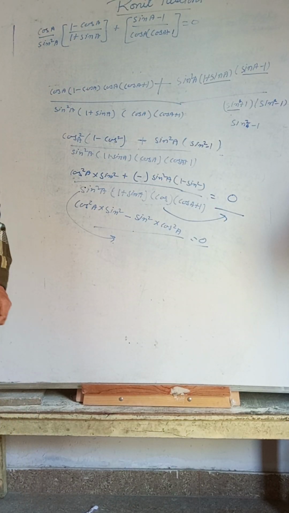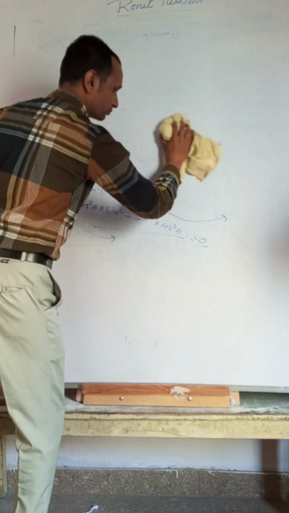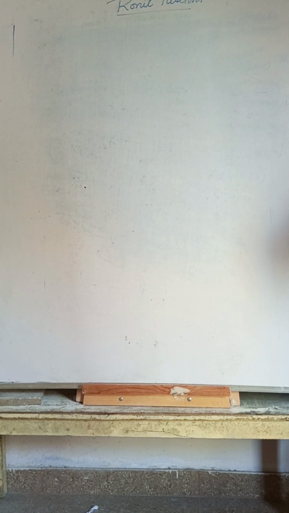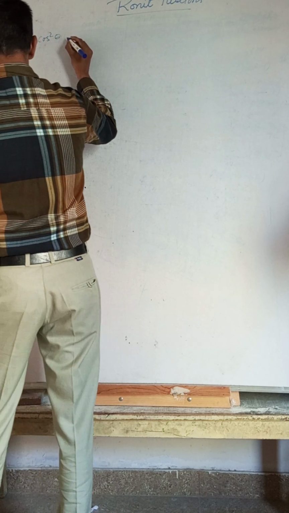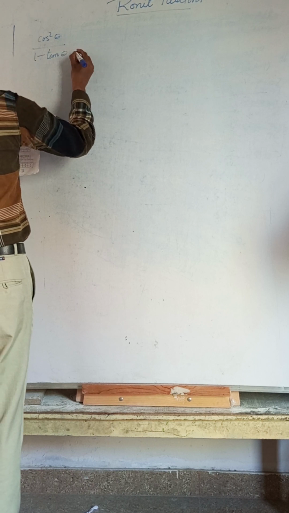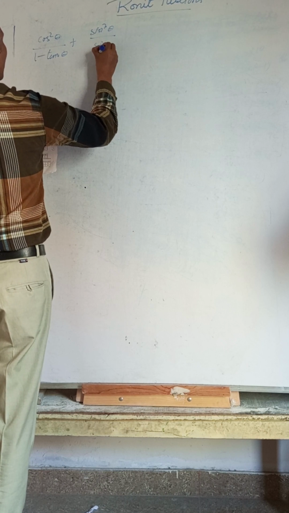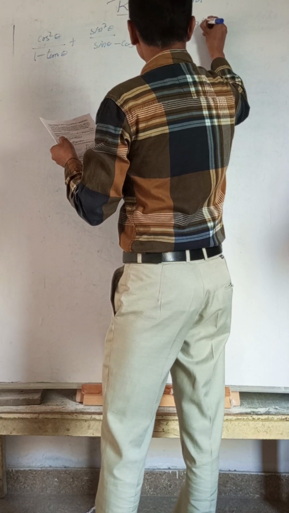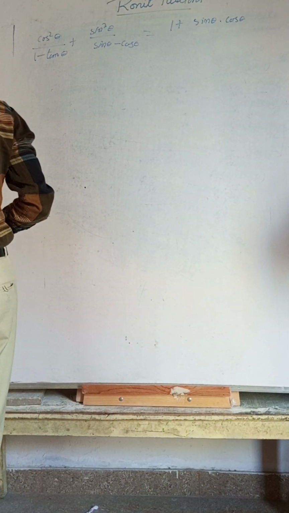Next we are going to another question, that is from your textbook. Here the question is given: cos square theta by 1 minus tan theta plus sin cube theta by sin theta minus cos theta is equal to 1 plus sin theta into cos theta. It is given to prove this identity.